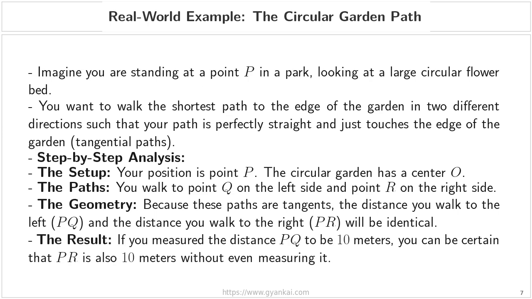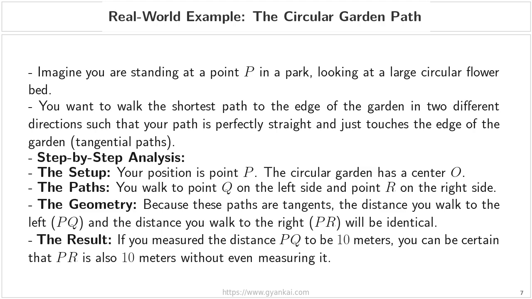To put a number to it, if you were to take a measuring tape and find that the distance from your position to point Q is 10 meters, you don't even need to walk to the other side to know the truth. You can be absolutely certain, without any further measurement, that the distance from your position to point R is also exactly 10 meters. This practical application shows that the symmetry we discussed in our proofs isn't just a mathematical trick. It is a predictable property of the physical world.